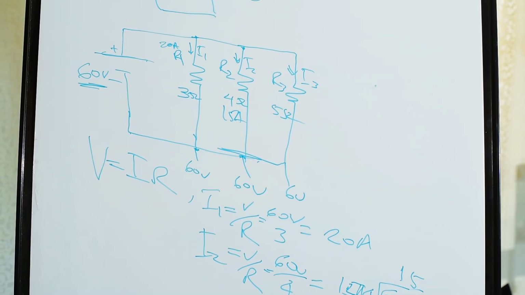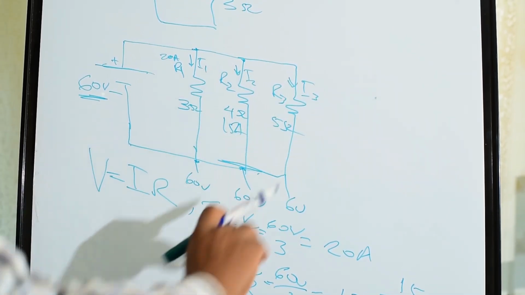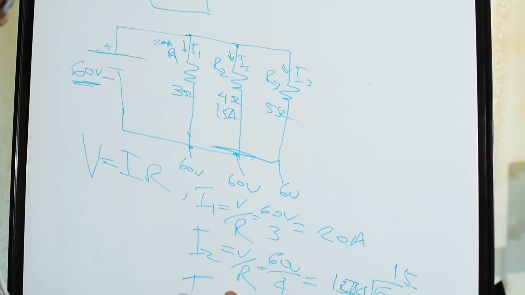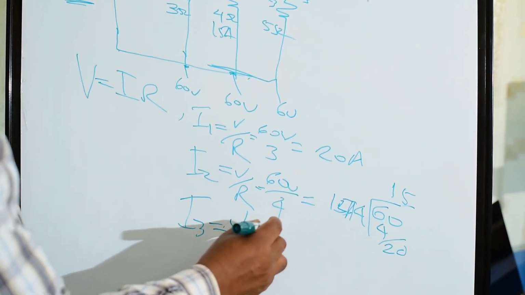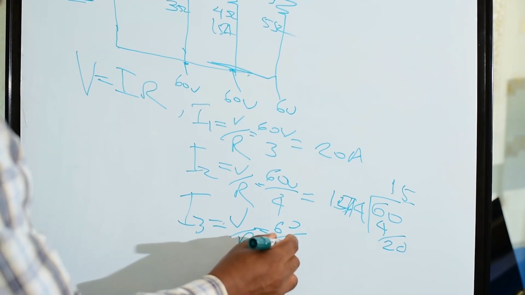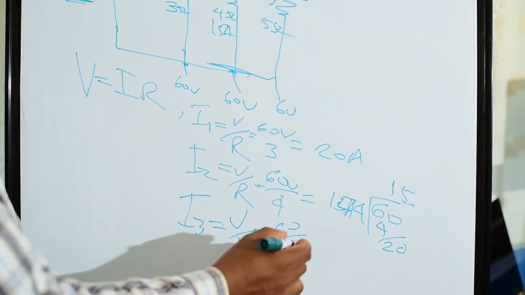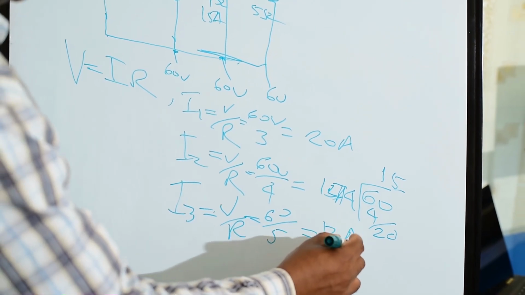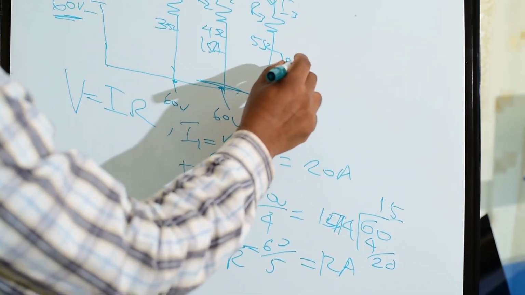The third branch uses the same formula. I3 is equal to voltage over resistance, 60 over 5. Also, you have 12 amperes. So 12 amperes will flow in this branch.